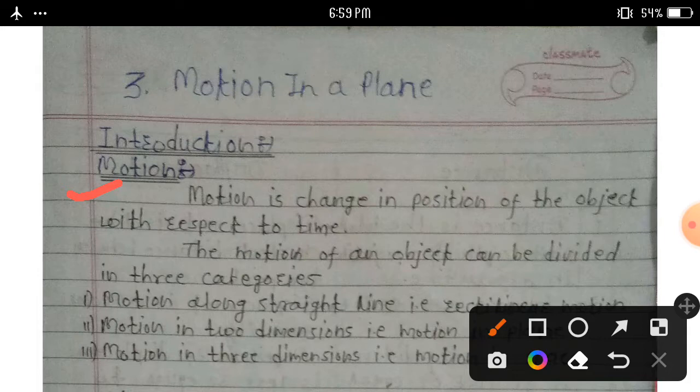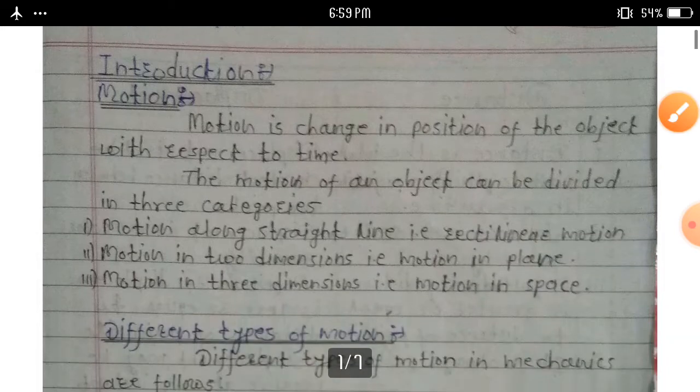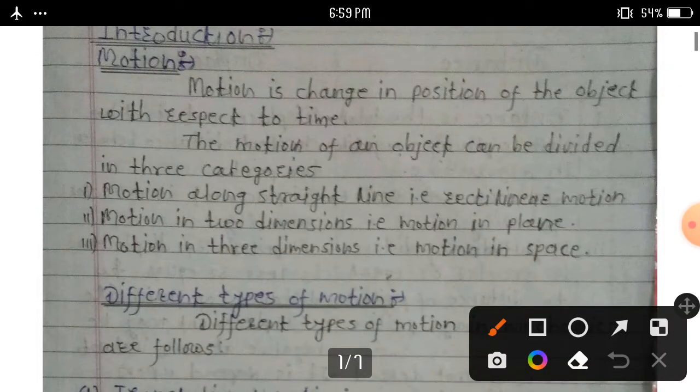Motion of objects is mainly divided into three categories. Firstly, motion along a straight line, that is called rectilinear motion. Second type, motion in two dimensions, that is motion in a plane. And the third category, motion in three dimensions, that is motion in space.